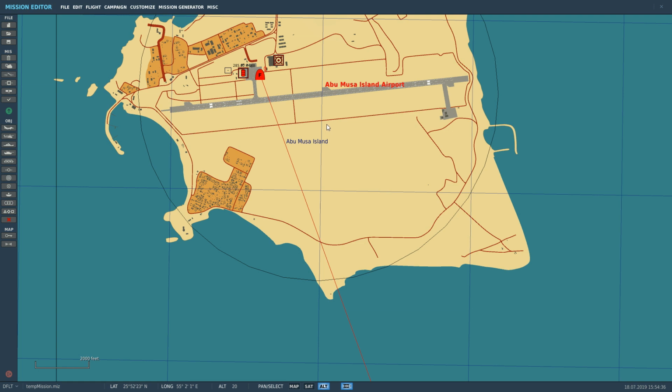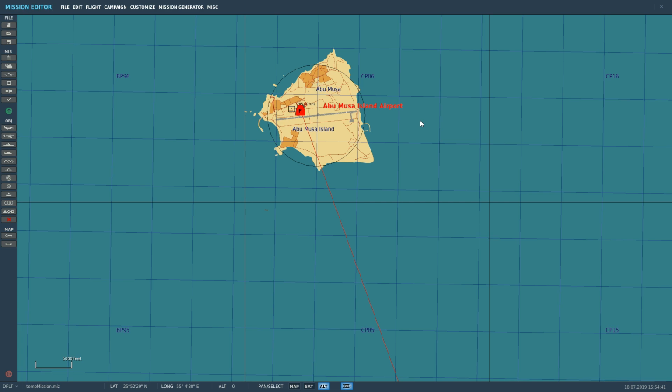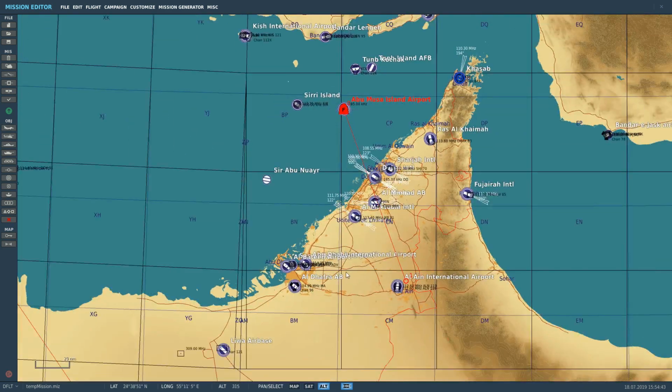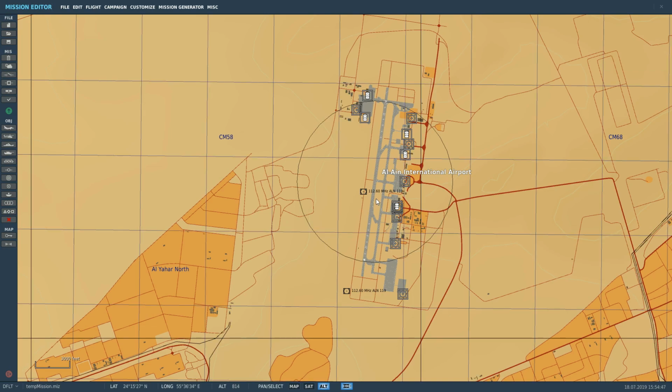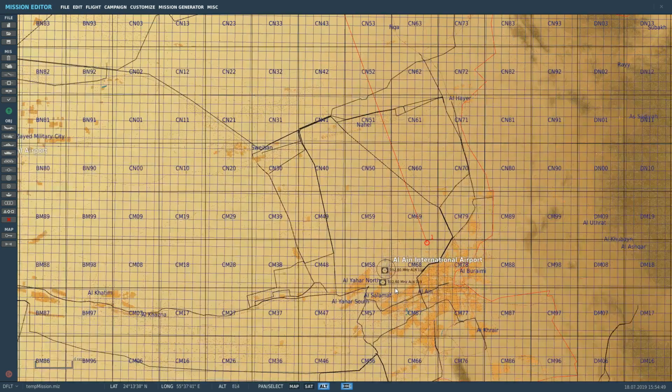If you look down at the bottom of the screen, you can see where this airfield here is 20 feet above sea level. Sea level is obviously altitude 0, and we're going to look at another airport down here, Al Ain International, and that's going to be 814 feet elevation above sea level.